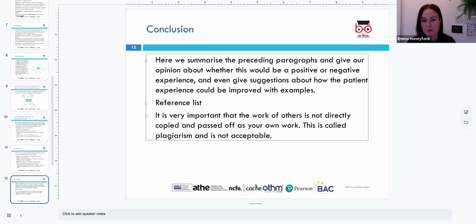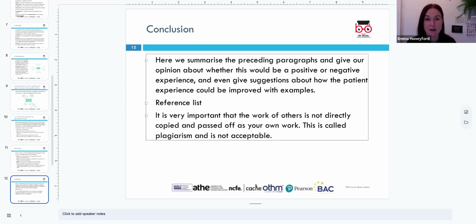So any references or journals or books that you've read, you need to reference those after the conclusion. And it's really important just to reiterate that you do not use the work of others and you don't directly copy and pass it off as your own work. It is called plagiarism and it's not acceptable. And it does get picked up.